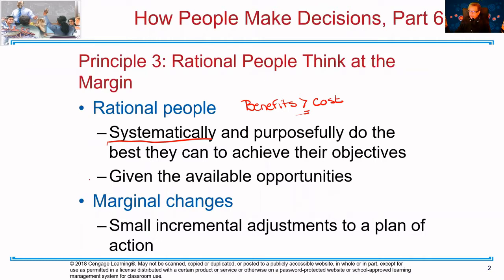What's interesting is the second part about rational people: given the available opportunities. This is where it gets a little different depending on which social science you're studying. If we're talking about rational people, we would say they exhaust all available opportunities. But we know that time is scarce, and we deal with scarcity in economics. So we only evaluate, we use satisficing, which you may hear in other classes, to find the best alternatives. If we can't have all the available opportunities, we look at this as an opportunity cost problem. That's what we're looking at in the economic field.